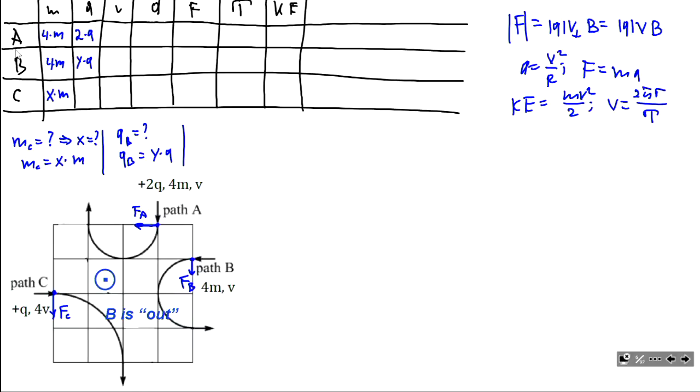Particle C has a charge Q. So particle A has charge twice of the particle C. And particle B has charge Y times of the charge of particle C. And before moving on, we have to say something about this charge. We know that particles A and C are positive. Now, you have to figure out QB.